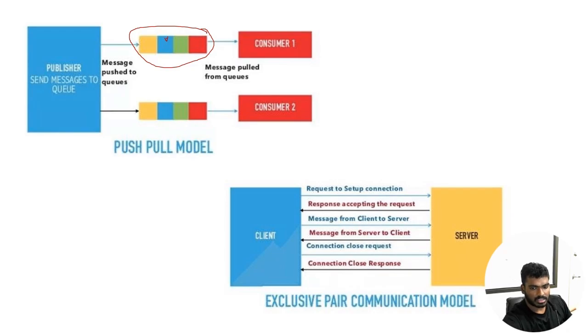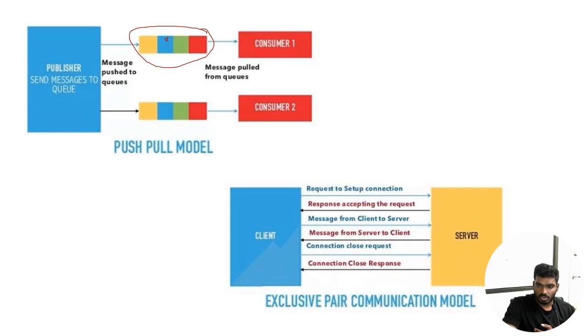And coming to the last, which is also called the exclusive pair communication model. This model is a specified interaction between two devices, where one device acts as a requester and the other as a responder. This type of communication is typically one-to-one, ensuring both devices are involved in the communication process at the same time.